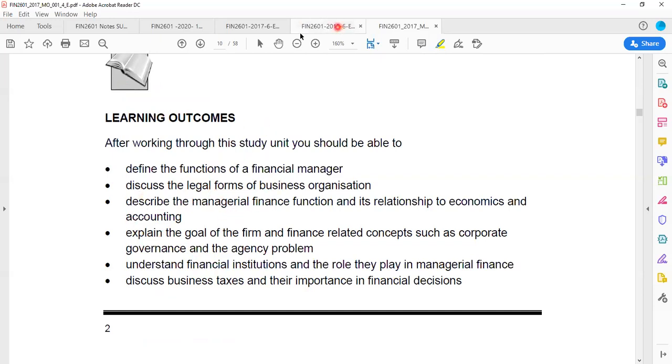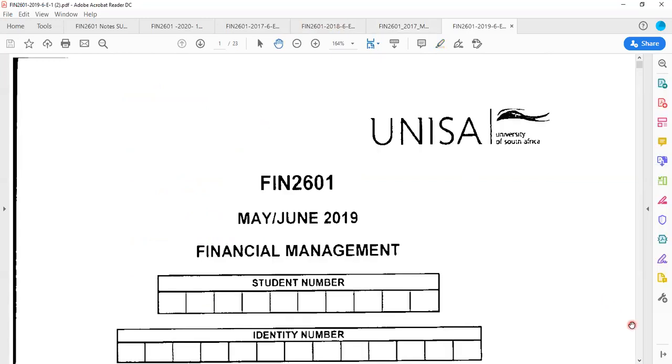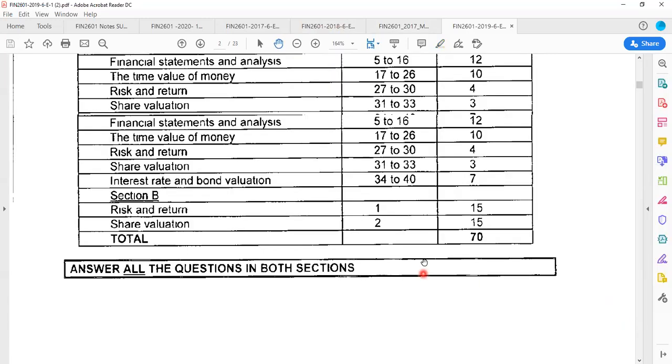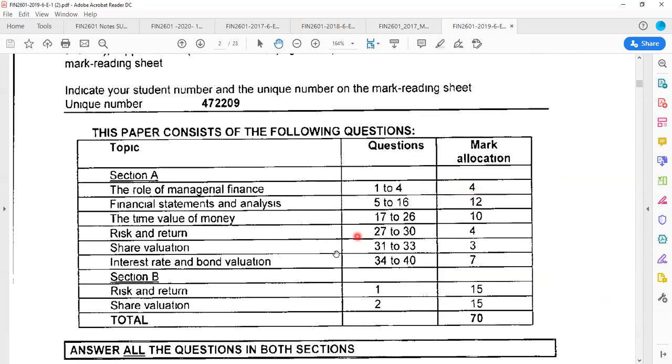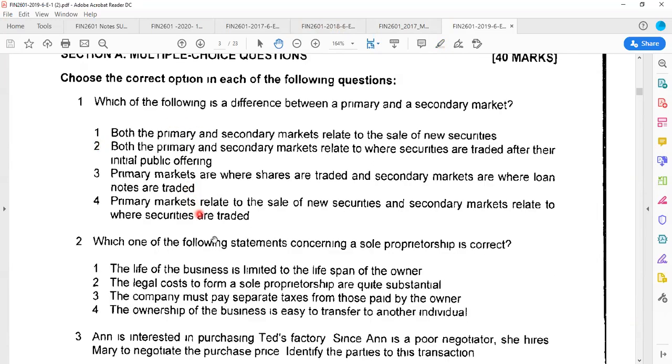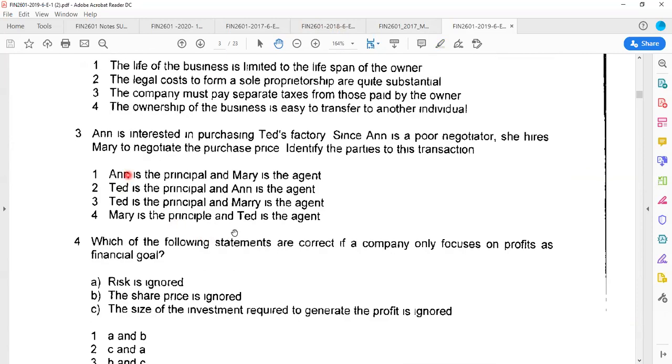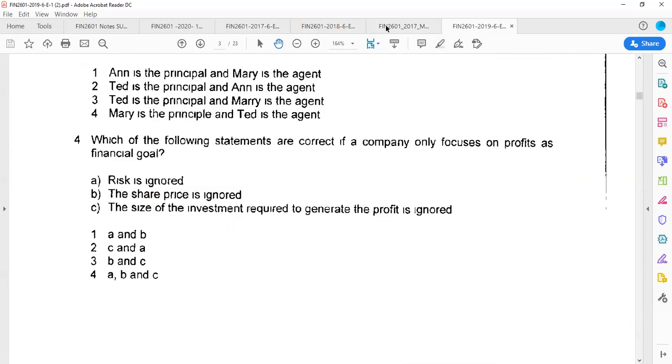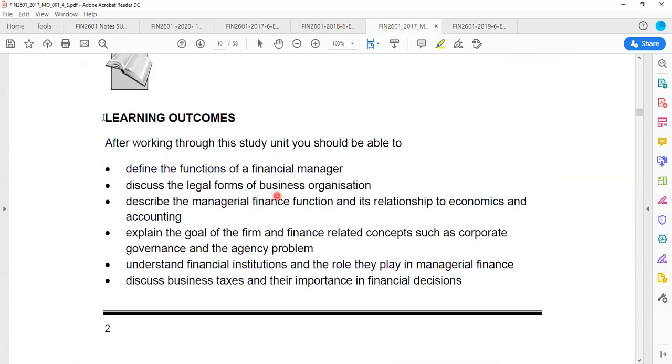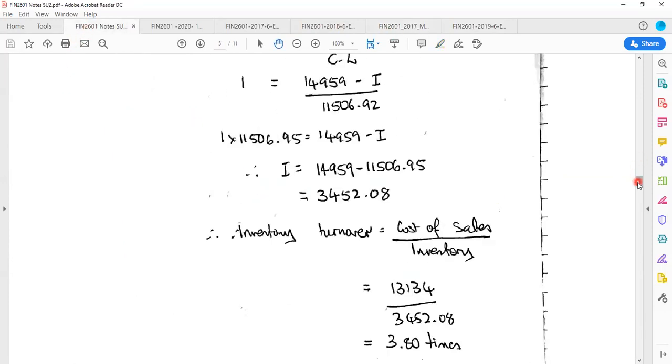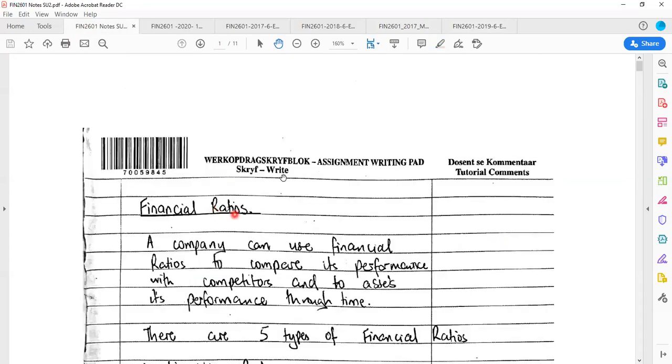As an example, you'll see in this paper right here that was written in 2019, May, June. When it comes to that section, they can just ask maybe 4 marks, the 4-mark multiple choice questions, which are really straightforward, okay? So I'll just take you through this quickly without any notes, just discuss it. And then my notes will start with study unit 2, financial ratios. And then in the next video, it will be study unit 3. And then the one after that, study unit 4 and so forth, right?